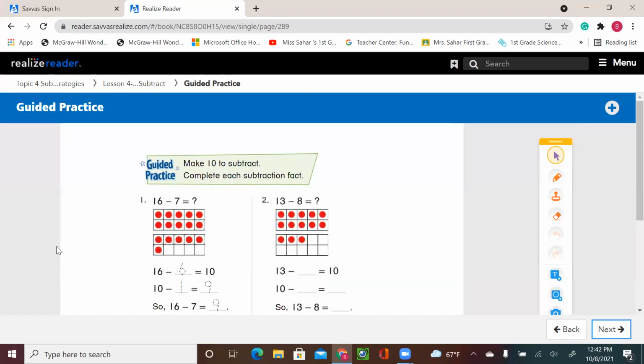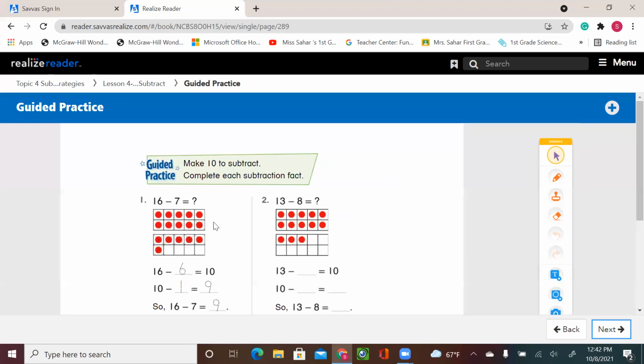Okay, independent practice, page 166. Let's see the first example. Make 10 to subtract. Complete each subtraction fact. So we know that we make 10 and then we take away the addend, or the number that we have. First question, 16 take away 7.